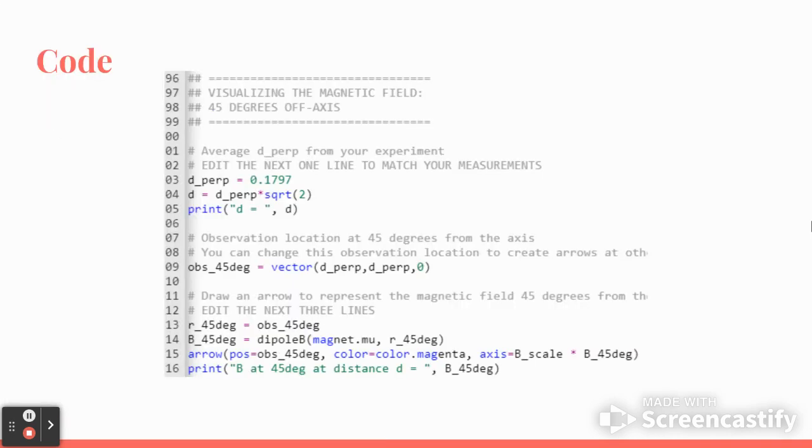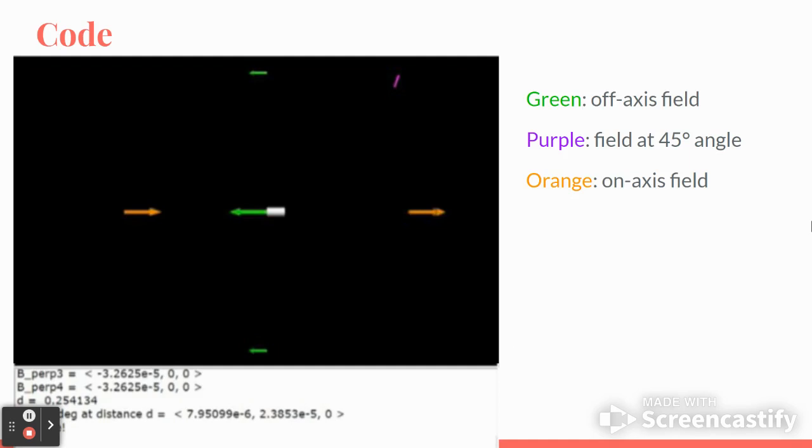This is the section of code where I created my 45-degree magnetic field observation. And this is my result. As you can see, the green arrows are pointing in the direction of the off-axis field. That's because they are perpendicular to the magnetic field of the magnetic dipole. My orange arrows are on axis, and my purple arrow is pointed at the 45-degree angle.